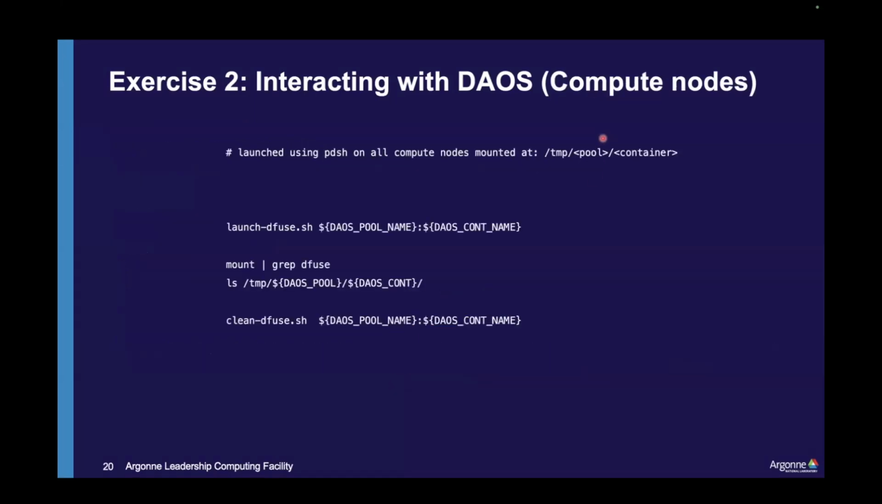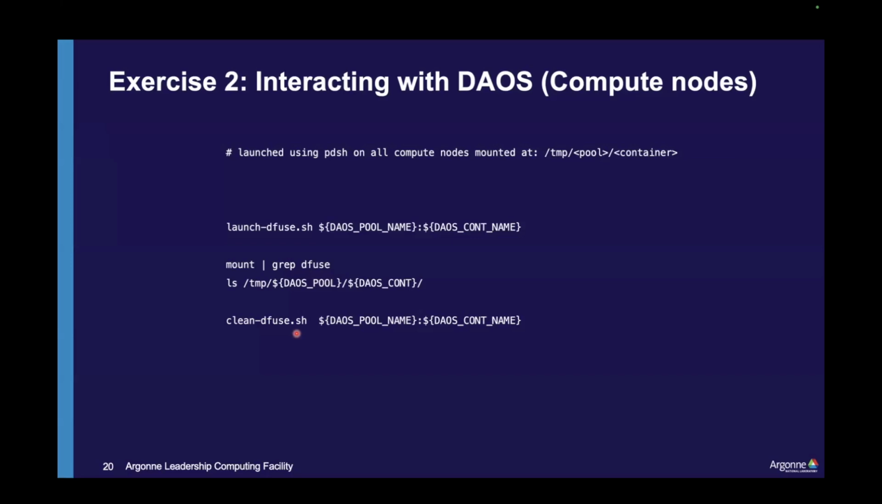If you are mounting the DAOS containers on the compute nodes, you would just use launch-dfuse. So launch-dfuse will automatically mount your container on tmp, pool name, container name on all the compute nodes. Suppose you have 1024 compute nodes, it will be mounted there, and you can do the same things there. And when you're done, you can unmount by clean-dfuse. Even if you don't do it, the PBS scheduler in the epilogue, when it comes out, automatically unmounts it for you. So these are the two ways that you can mount a container anywhere.